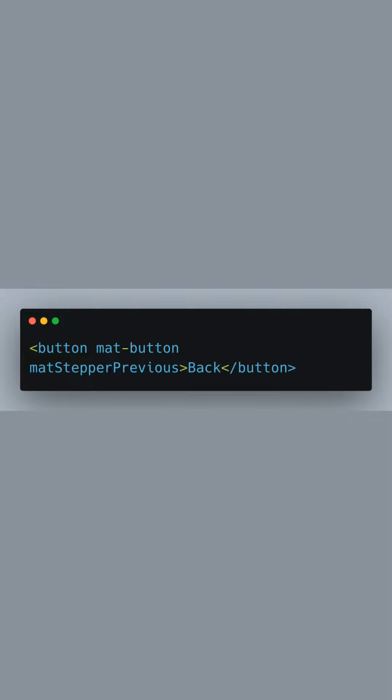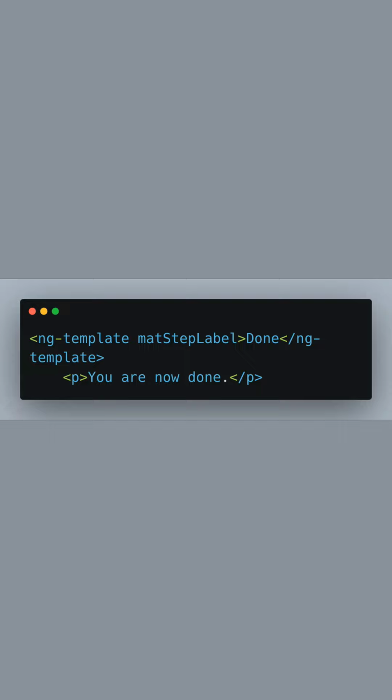Similarly, in the second step, we have a back button that allows users to navigate back to the previous step. It uses the matStepperPrevious directive. At the end of our stepper, we have a final step with a simple message indicating completion. The ng-template matStepLabel directive is used to label the step in the stepper header.